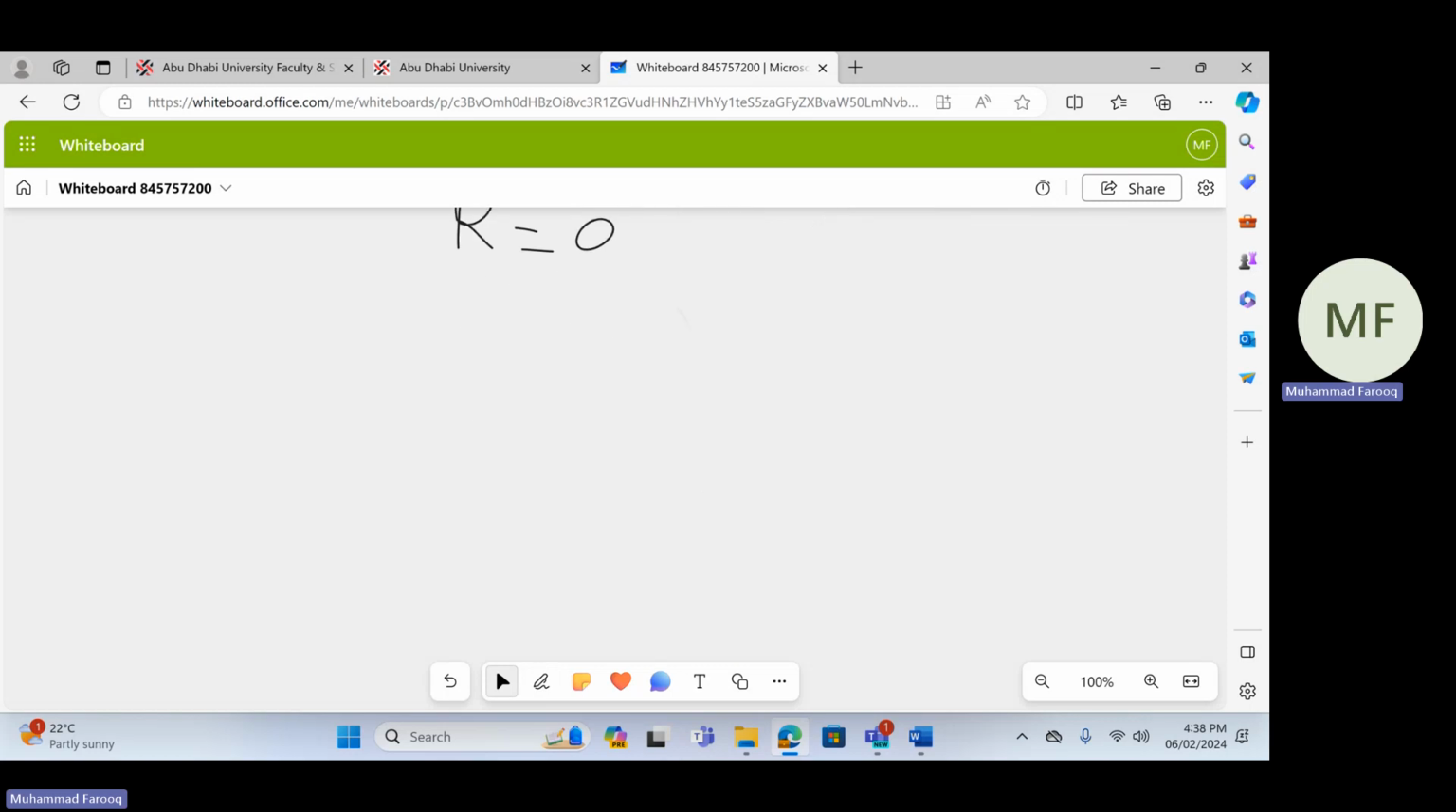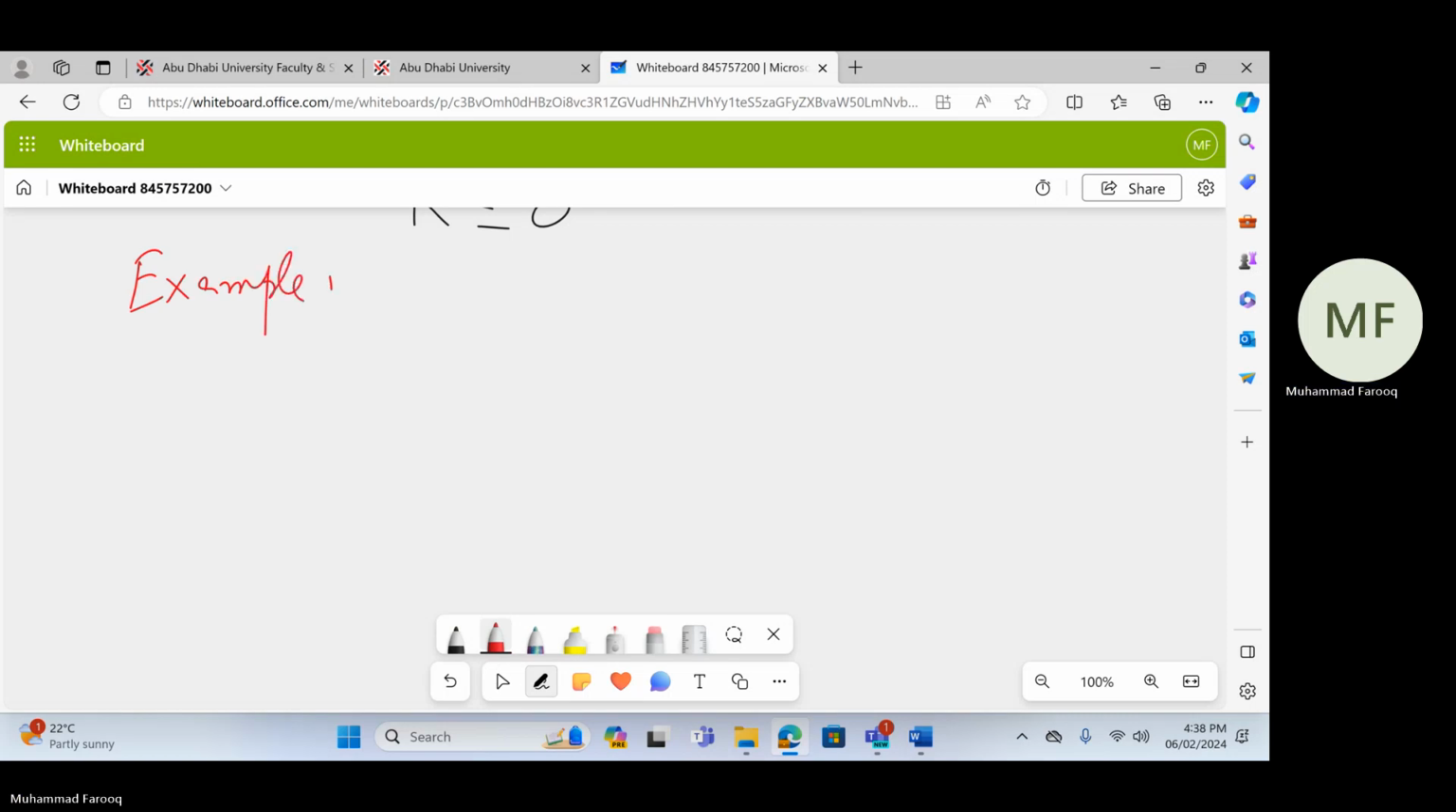Okay, now one more. You can please try one more example. Now, n is equal to 0 to infinity, this is n factorial x power n. Please start. n factorial x power n.